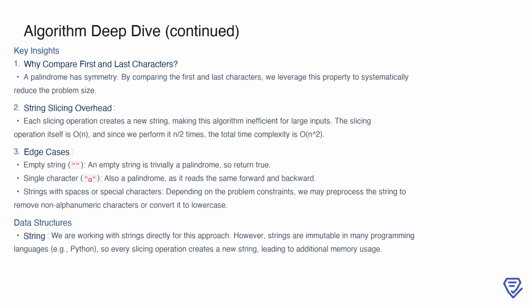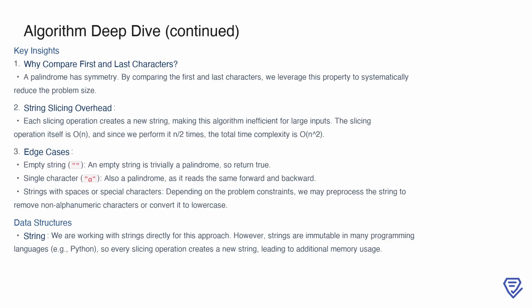The brute force approach relies on the symmetry of palindromes. By comparing the first and last characters, we systematically reduce the problem size. However, this approach has a significant drawback. String slicing creates new string objects in memory, and each slicing operation takes O(n) time. Since we perform this operation n/2 times, the total time complexity becomes O(n squared), which is inefficient for large inputs.